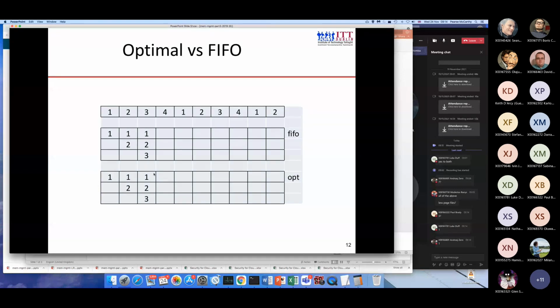Now, optimal is totally different. This is what I have in at the moment. I'm going to bring in 4. What optimal says is have a look in the future and get rid of the one that's furthest in the future. So in other words, I'm bringing in 4 here. I look along the top line to the future and I find the one, of the ones I have, that's furthest away. Which one would it be? Would it be 1, 2, or 3?